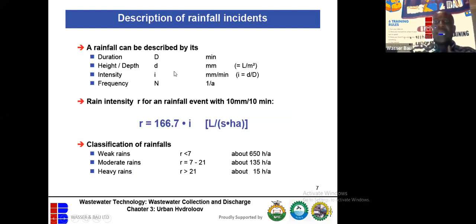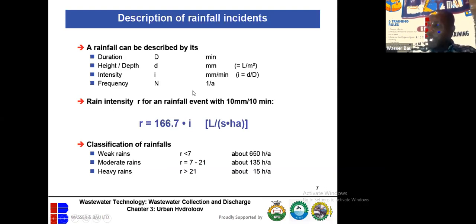Then in a rainfall, the parameters that can be used to describe rainfall are the duration. Rain intensity must have a duration. Then it can have a height. Then it must have intensity. Duration is different from intensity. Duration is how long. Intensity is how intense it is. And then it must have frequency. How frequent does it occur? And the frequency is the inverse of the return period. Just take note of that. And intensity is just the height over the duration.